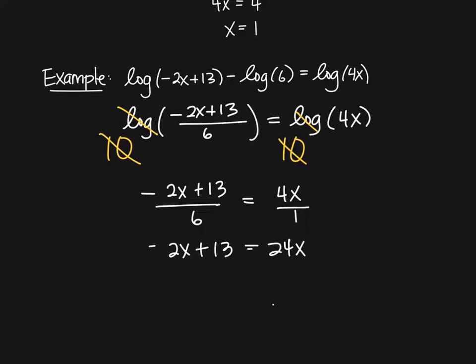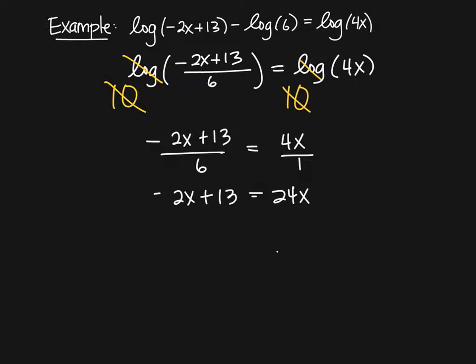But our barrier at the beginning was having too many logs. We're going to add 2x to both sides. That gives me 13 equals 26x. And when I divide both sides by 26, I get x to be half. Okay, any questions so far? We've got a couple more, and they are each going to get another step and another step.